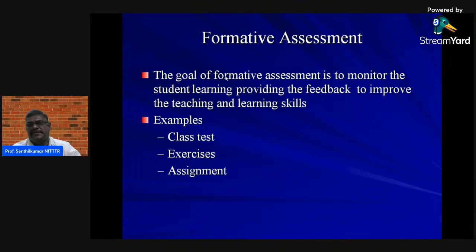What is the formative assessment? The goal of formative assessment is to monitor the student learning, providing the feedback to improve the teaching. During the class itself, we have to ask oral questions. We have to conduct the class test. We have to give exercises to the particular student. We have to give the assignment. Normally, you do not give the same assignment to all the students. Suppose you have to give a different assignment.